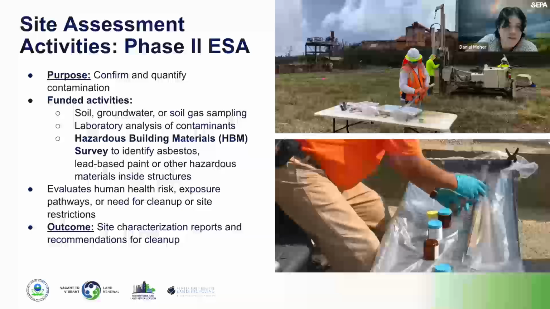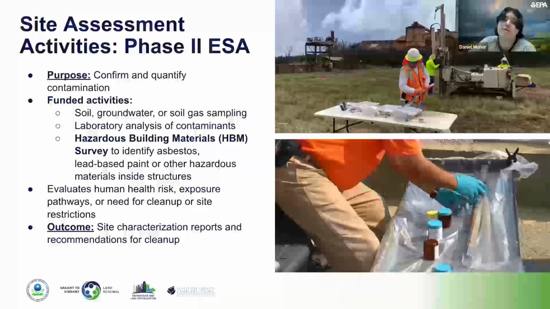So if a phase 1 identifies concerns around contamination, a phase 2 environmental site assessment is usually the next step. So this is where actual testing and sampling happens, whether that's soil, groundwater, soil gas, all depending on the site. And I do want to point out that brownfields funding can also cover hazardous building material surveys, which are especially important for older buildings, which usually involves checking for things like asbestos, lead-based paint, or other materials that might pose a risk during redevelopment.